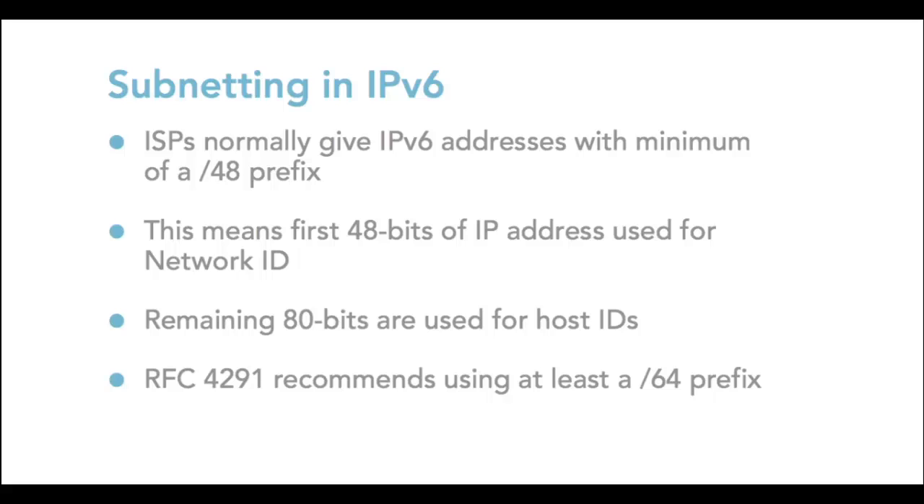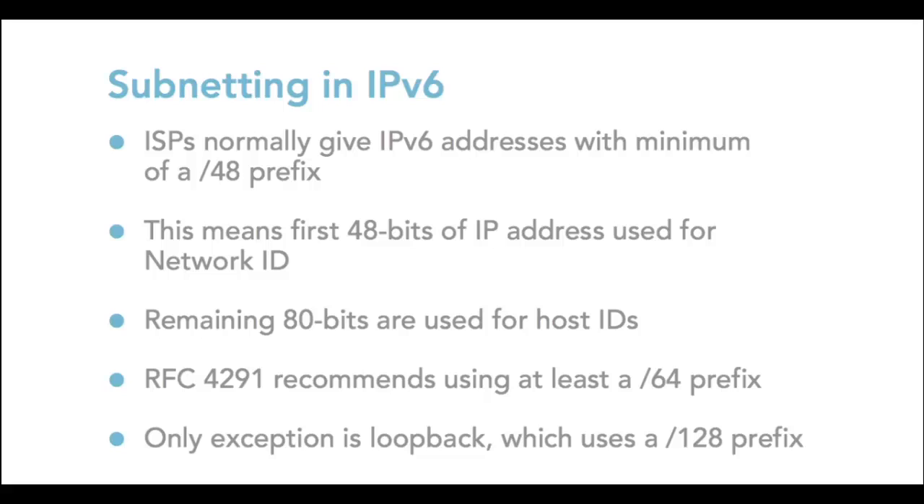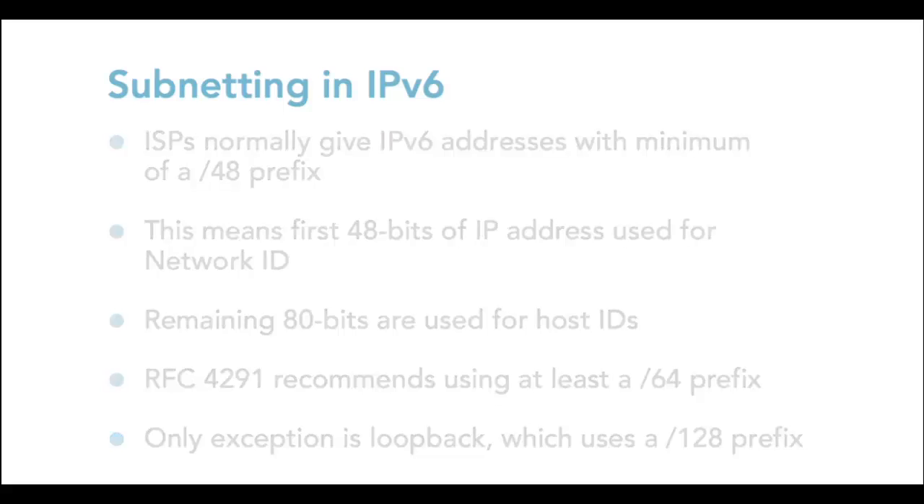While ISPs will give a minimum of a 48-bit prefix, RFC 4291 recommends that you should really have a minimum of a 64-bit prefix. What that means is, according to RFC 4291, the first 64 bits of a 128-bit IPv6 address should be used for network, and the remaining should be used for the host ID. The only exception to this rule in the RFC 4291 recommendation is that the loopback has to use all 128 bits for the prefix. What that means is you are not allowed to subnet a loopback IPv6 address.